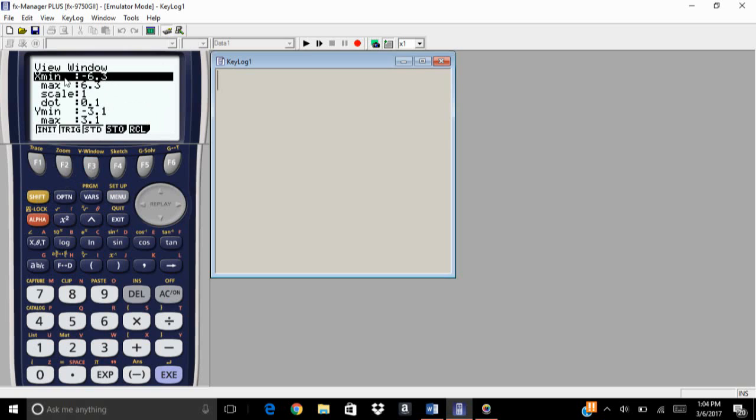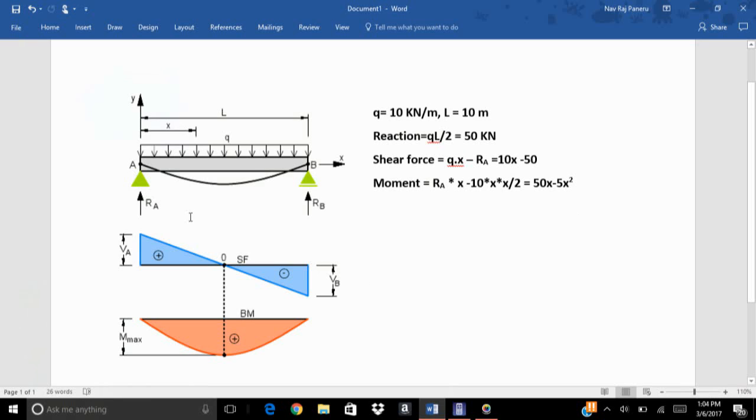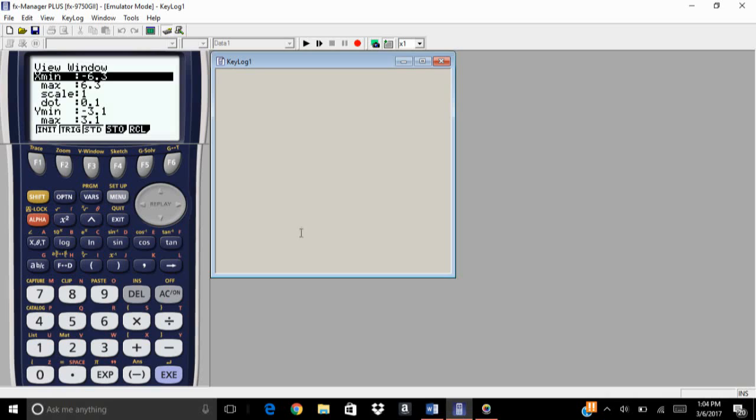Okay, and it says that the value of x ranges from -6.3 to 6.3. Is it true? No, absolutely not, right? Because my value of x ranges from 0 to L, right? And L is 10. So I'm going to edit this value. My minimum value is 0 and click enter, and maximum value is 10, right? Okay, and scale 1, it's okay.